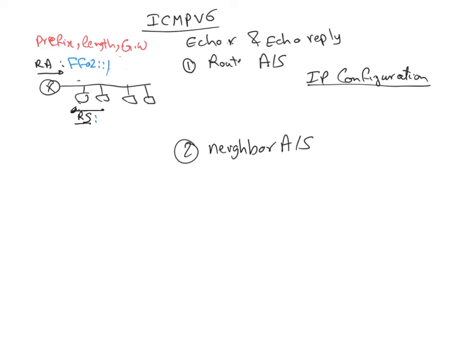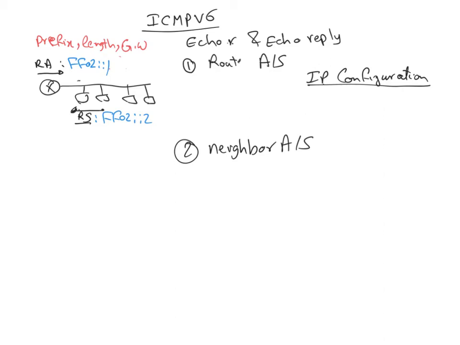FFEF, we didn't talk about this. I'm going to guess FF02::2, right? This is all router multicast. All router multicast, right? So we said that we have two addresses.